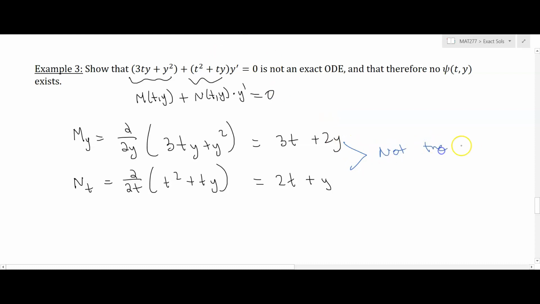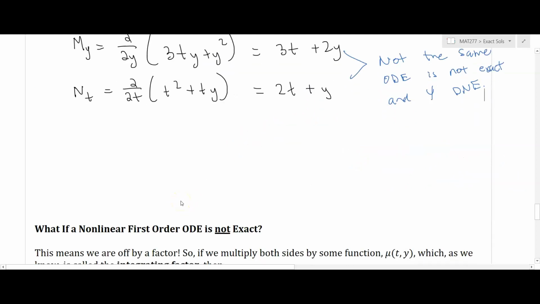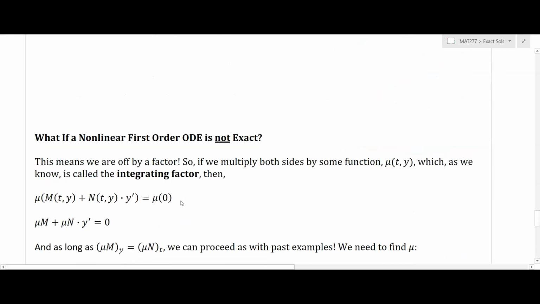Not the same. So the ODE is not exact, and psi does not exist. So we're kind of stuck. We found an equation where our method fails. So what if a nonlinear first order ODE is not exact?